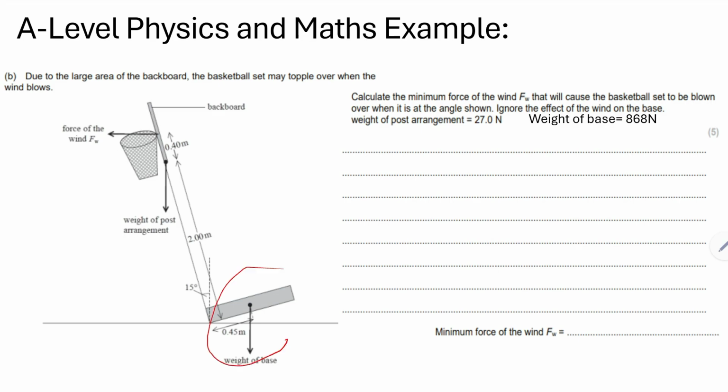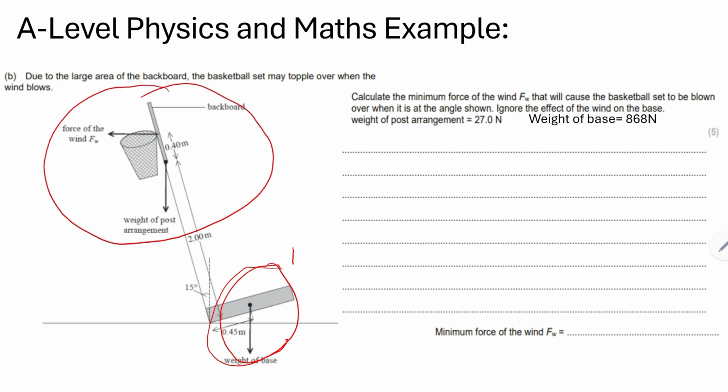So you can label this side as section 1 and we can label this side as section 2. And as we want the minimum force, we can say that section 1 and section 2 will be equal. So we're going to be first working on section 1. So we want to find the moments due to the weight of the base. And we want to find the moment from this point over here.